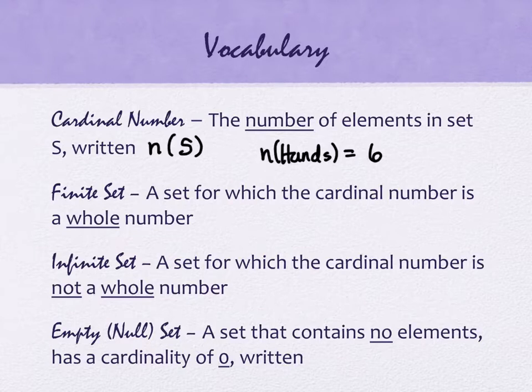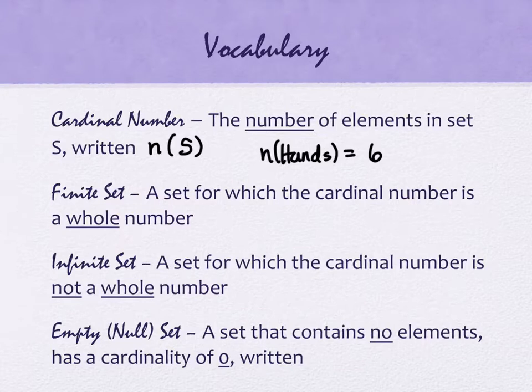A set is called finite when the cardinal number is a whole number. Okay? Finite, you can count it. There's a number that can be ascribed to what you've described. Infinite means that the cardinal number is not a whole number. In particular, we talk about that as being something that's unable to have an ending point, right? It keeps going on forever.